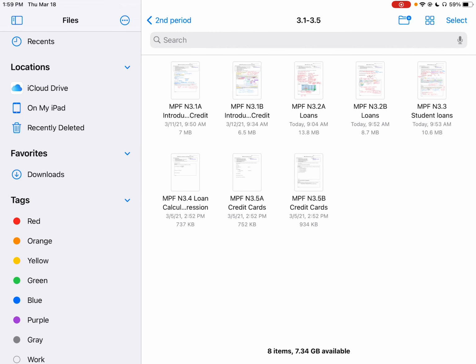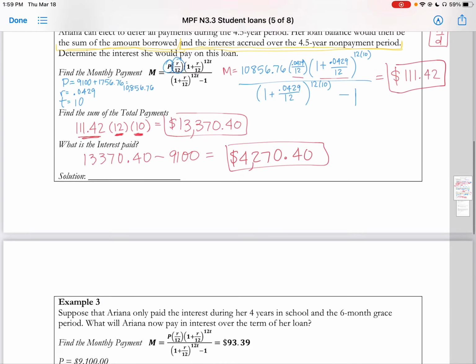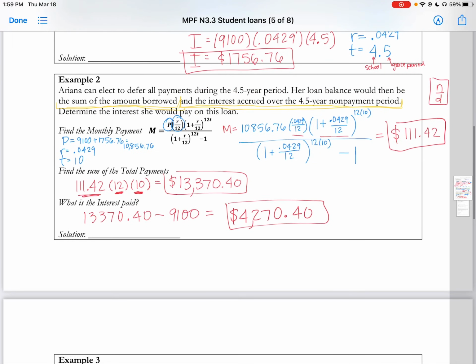Okay, so yesterday we did this 3.3 section, student loans. So you should be about done with the homework now. We only did these two examples. So if you weren't here, you need to catch up on that.